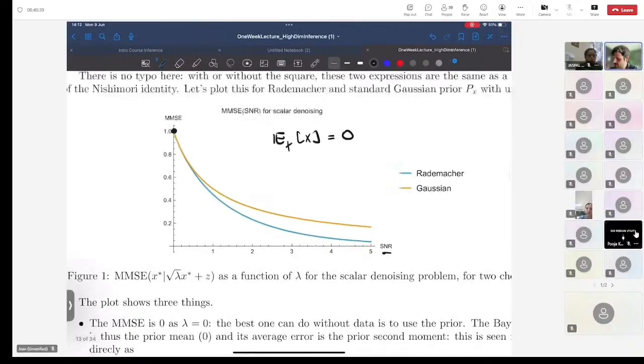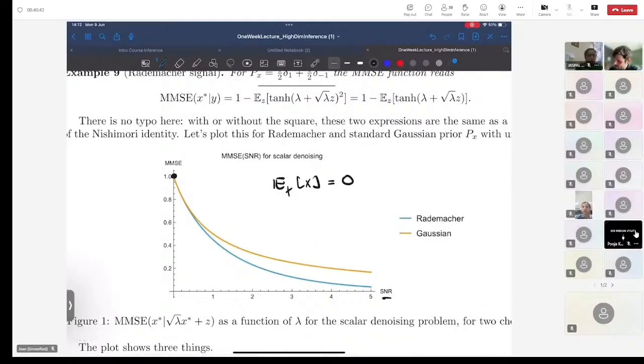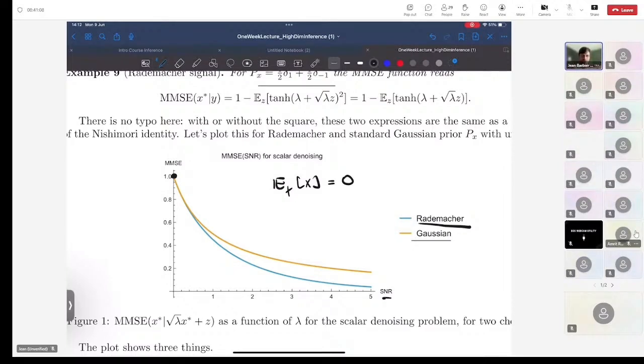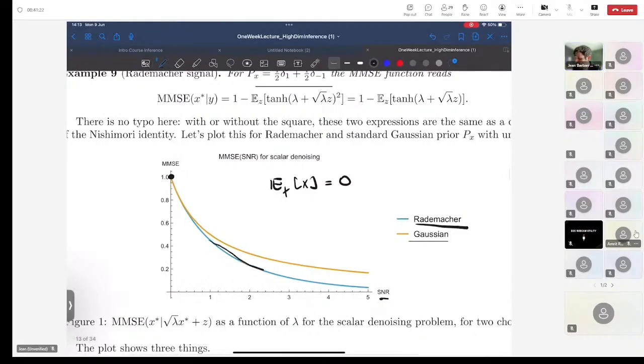Okay? So the other thing we can notice is that the Gaussian curve is above the Rademacher curve. And this is natural, right? Because the Rademacher prior is a much more informative prior than the Gaussian. A Gaussian variable can take any value between minus and plus infinity. It has very small probability to be too large, but still it is a continuous random variable with an infinite support. Instead, the Rademacher variable is telling you that it's either a plus 1 or a minus 1. So somehow you have much more information, right? So it is natural to see that the minimum mean square error in the case of Rademacher prior is below the one of the Gaussian case, okay?